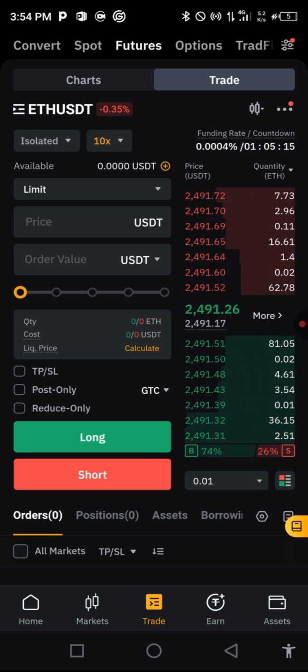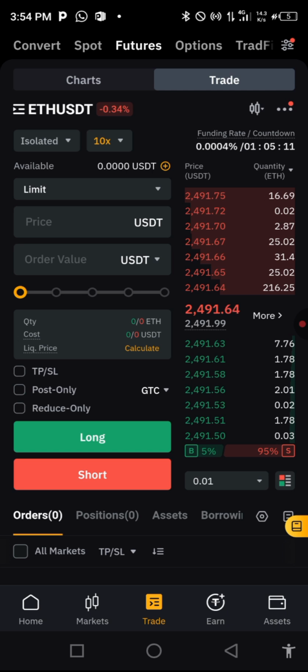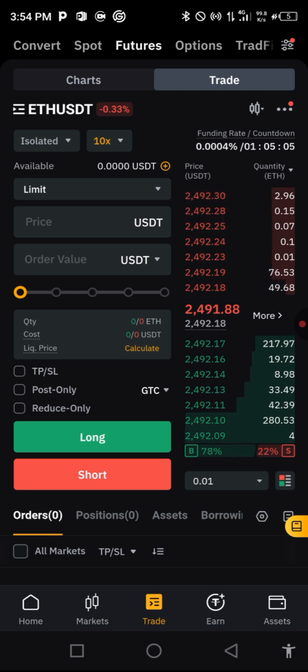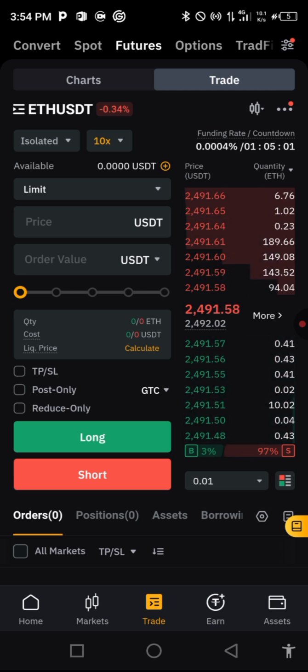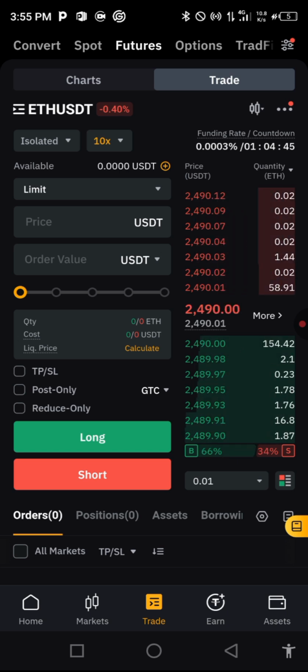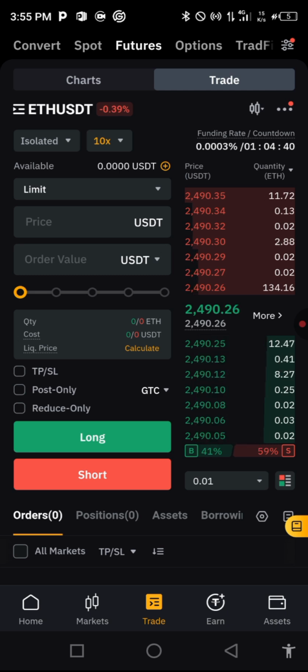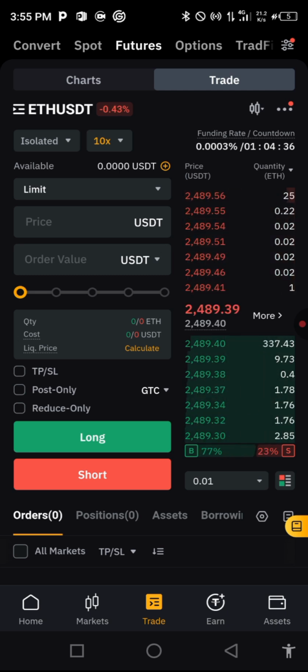Now, how does leverage work? Let's assume that you are trading with $10, right? And you are using 10x. It simply means that you multiply that $10 by that 10x, which means you are going to be trading with $100 instead of $10. Once you have multiplied that $10 by 10, it automatically gives you $100.